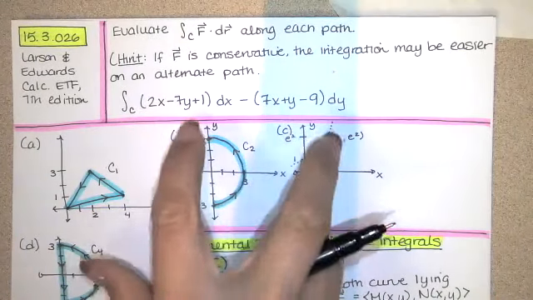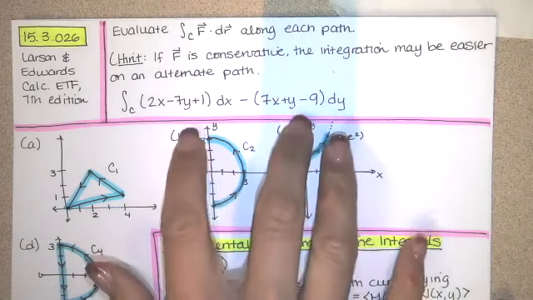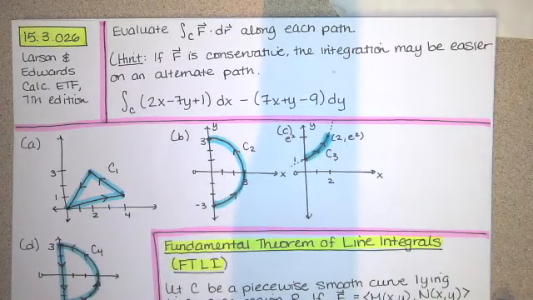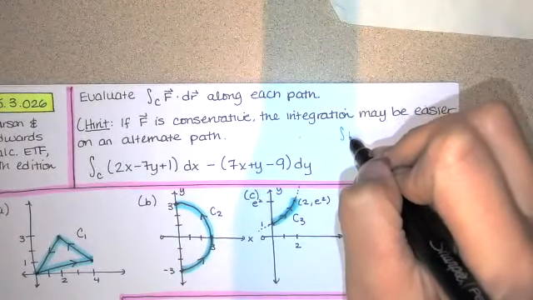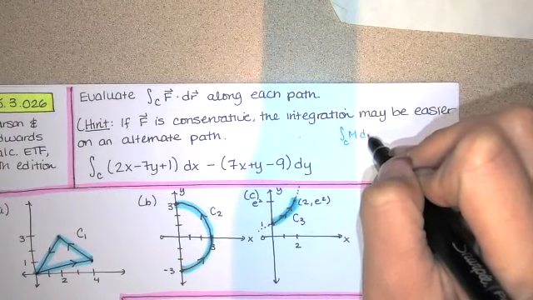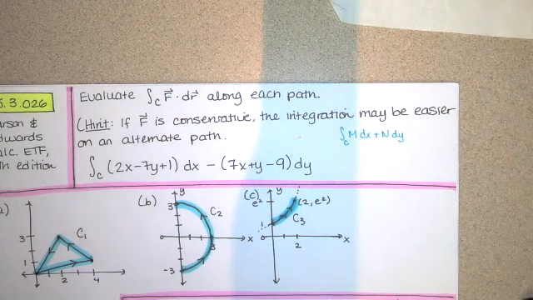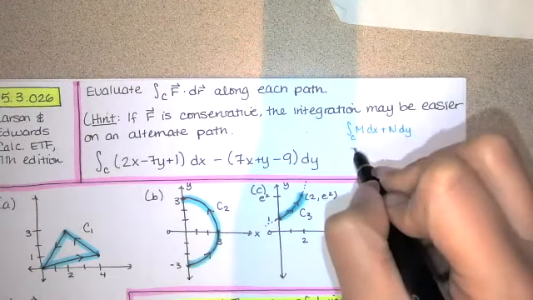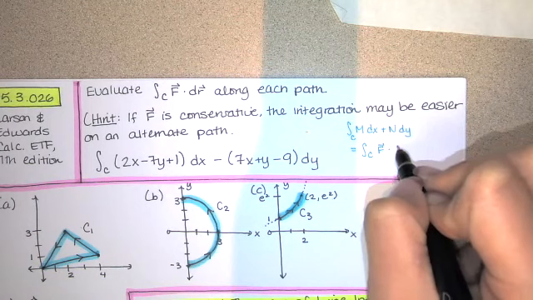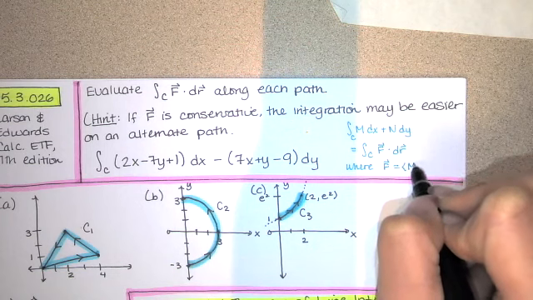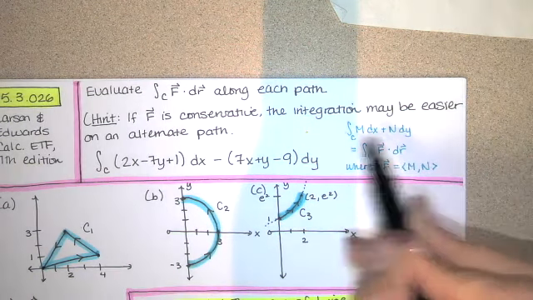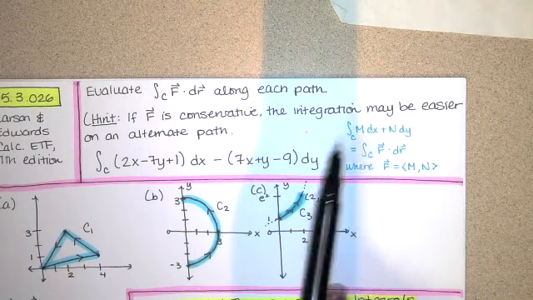Now, this is called the differential form of the line integral. It's going to help us identify our field f. So let me write that down. Differential form looks like this. The line integral over C of m dx plus n dy is equal to the line integral over C of f dotted with dr, where f is a field with components m and n.